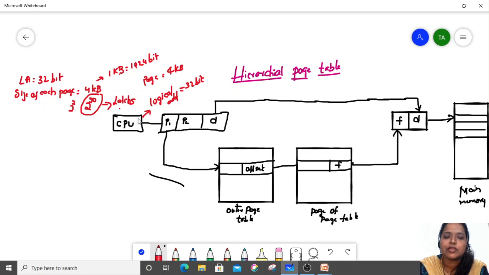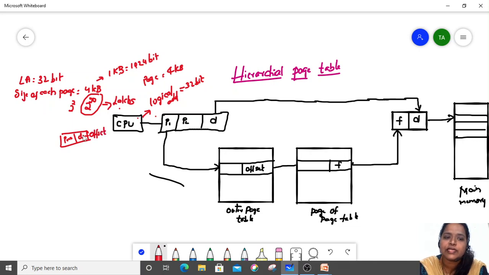Here the CPU is generating the logical address. The CPU generated logical address is going to be divided into two. The first one is the page number and the second one is the displacement, fine. So what do you mean by displacement? The place where the actual data is located, that we call the displacement. We also call it an offset.